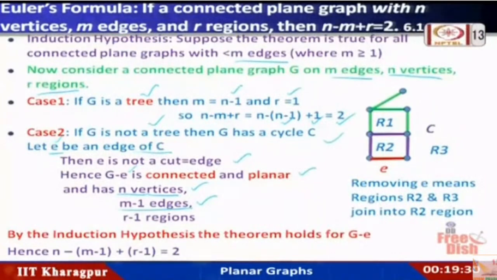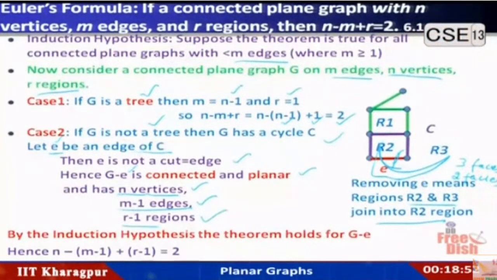How about the faces or the regions? We know that if we remove an edge on a cycle, the number of regions will also be reduced by 1. Take this example graph. In this example graph, if this edge is removed, then R2 and R3 will become the same region. Hence the number of regions will be reduced by 1. Before removing the edge, it has 3 regions, and after removing this edge, it has 2 regions. So the number of regions is reduced by 1.